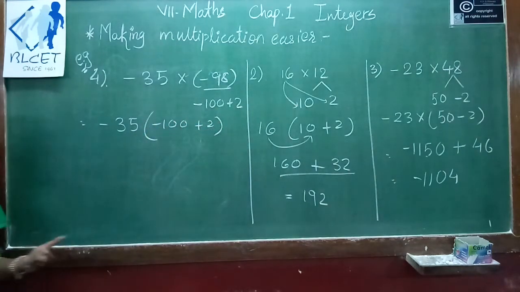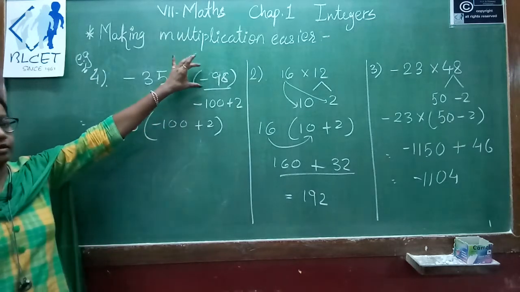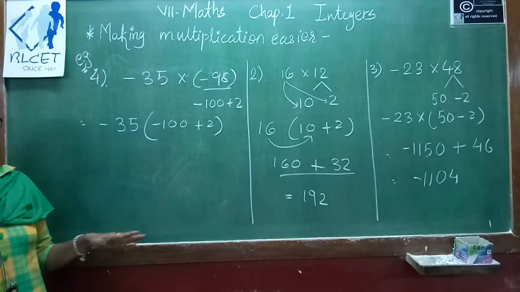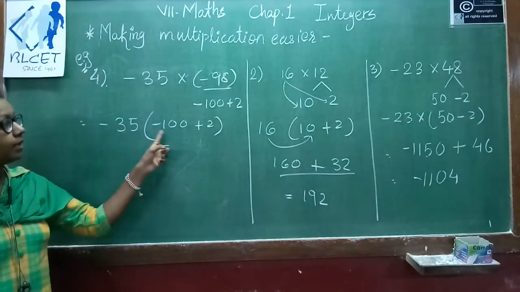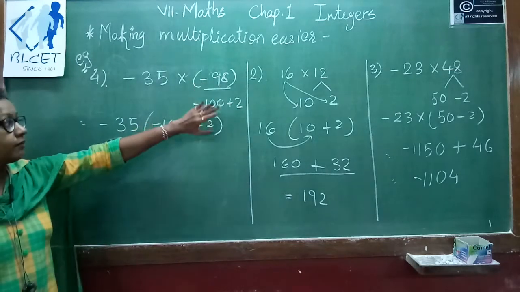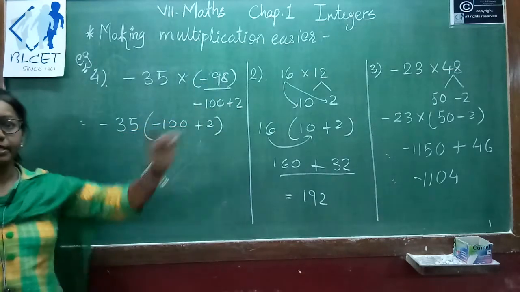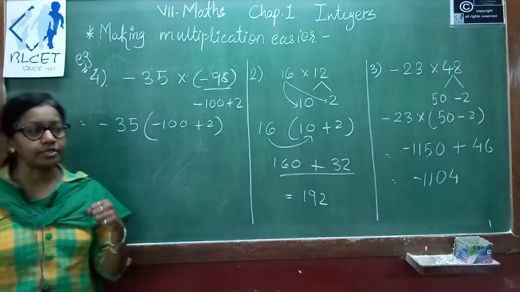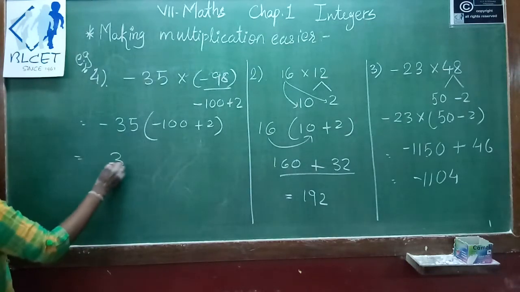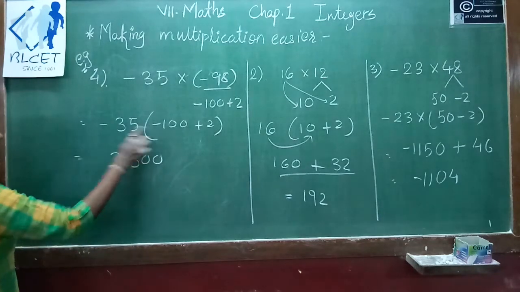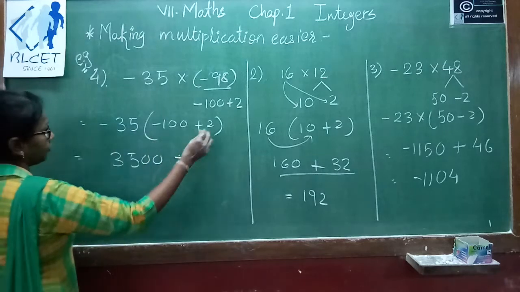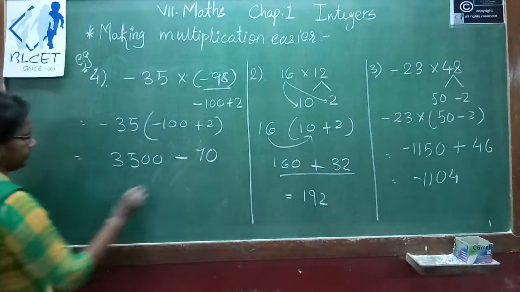We are not changing the value of this number, but we represent the number in a different way, so that we can do the multiplication very easily. 98 we are keeping as it is, but the representation way we are changing. Now we know that easily we can multiply 35 with 100, that is 3500. Minus minus becomes plus, minus plus minus 35 times 2 is 70.